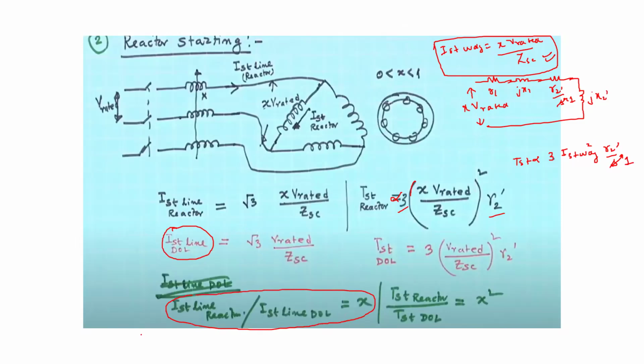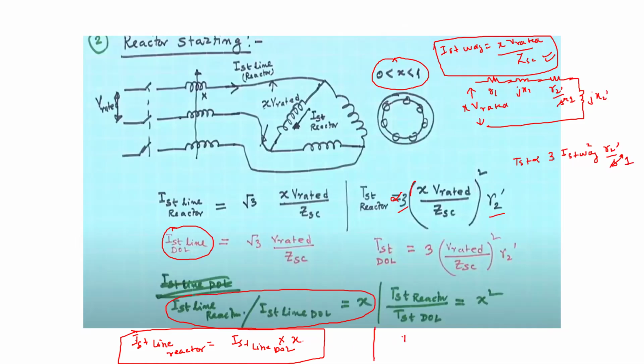So the starting line current due to this reactor starting is equal to the starting line current of direct online starting into X. So we can reduce the starting current by the factor of X, because remember X is a fraction between 0 and 1. That is why we can reduce the starting current by using this reactor starting, by X times the direct online starting.